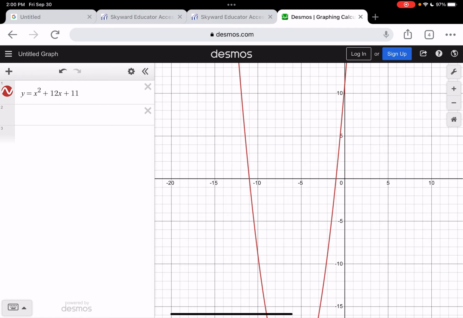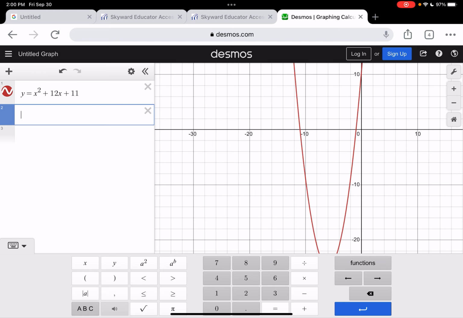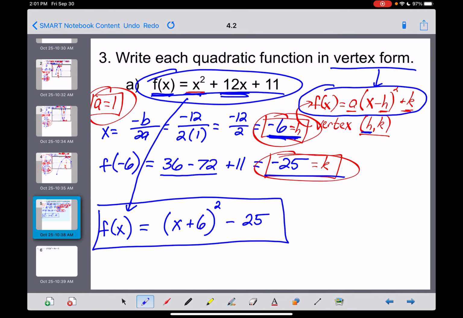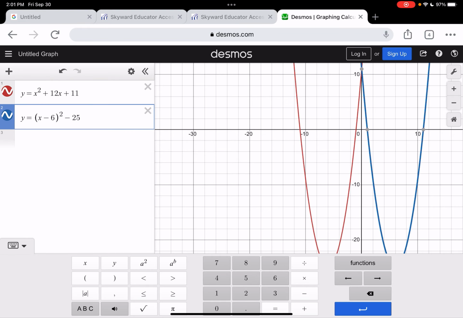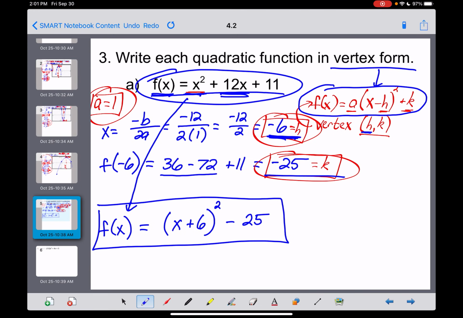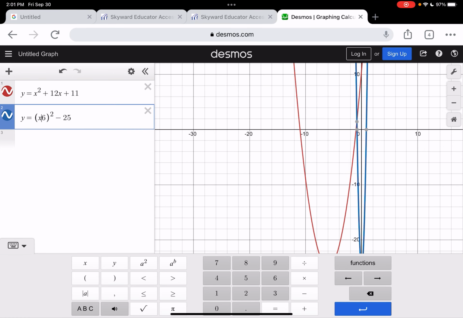And that is what our parabola looks like, kind of like that. Now, what we're going to do is type in what we think our answer is, which should be the same function, but now written in vertex form. So my final answer we came up with was x plus 6 quantity squared minus 25. So in parentheses, x minus 6, close the parentheses, square it, and then minus 25. Let's see if I had that one right. I lied. I'm sorry. That was an x plus 6, not an x minus 6. I typed that in wrong. So let me go back and fix that. And now I think we're going to be happier here.